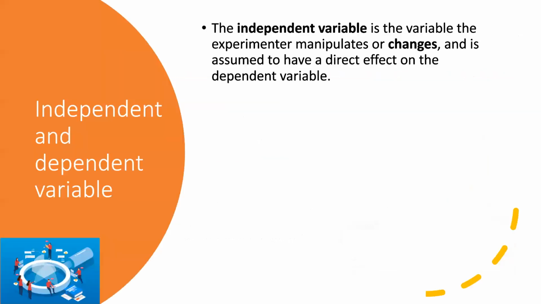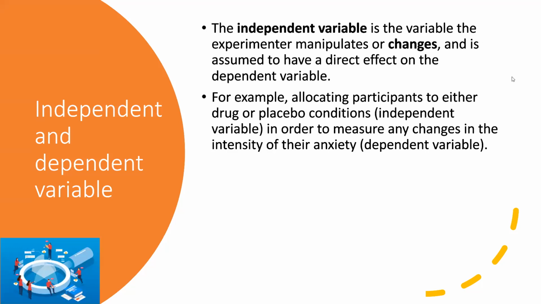So an independent variable is the variable that the experimenter manipulates or changes, okay? So the independent variable is the one that we assume is going to have an effect on the dependent variable. So I've got an example for you. If we allocate participants to drug or placebo condition, that would be the independent variable, because that's the difference we're making. And then we're measuring how it affects their anxiety. That's then the dependent variable.